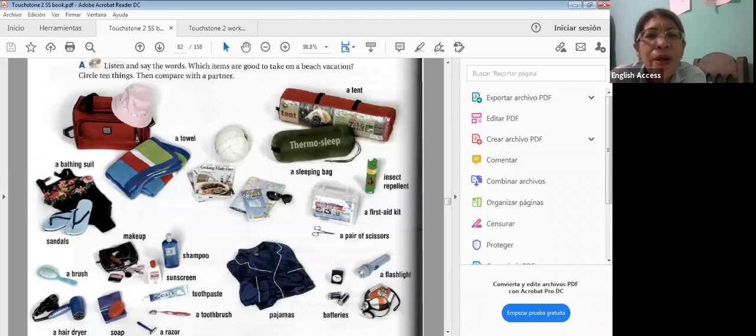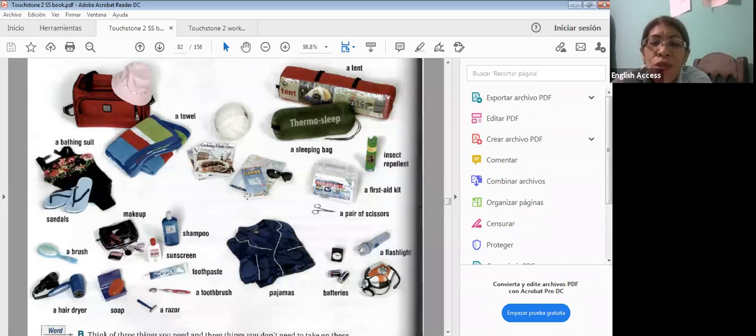Imagine that you are going on a trip. You are going to the beach. I want you to choose 10 items that you are going to take to the beach. You can circle the objects, okay? Choose only 10 items. Yes, only 10. Yes, you can circle the picture. Only 10 items.